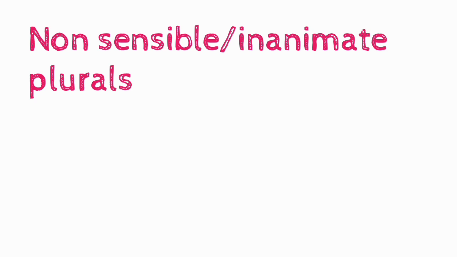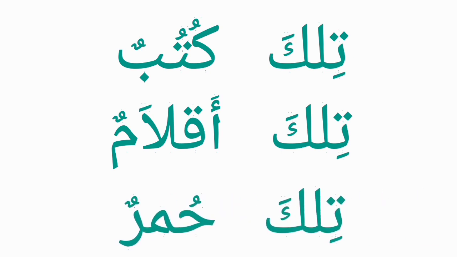While for the non-sensible things, if you want to refer to them, to point to them, their plural form, you make use of tilka. So you assume that they are feminine and singular in nature. Example on how you can make use of it, we have tilka kutubun, those are books. Tilka aqlamun, those are pens. And we have tilka humurun, those are camels.